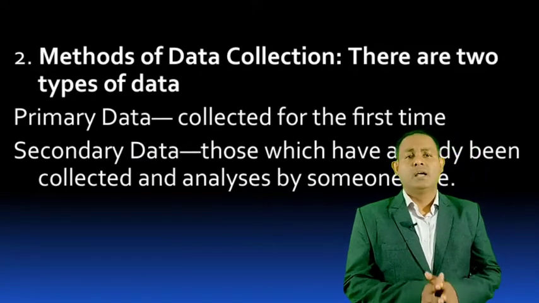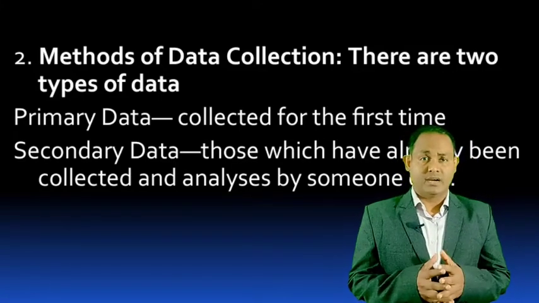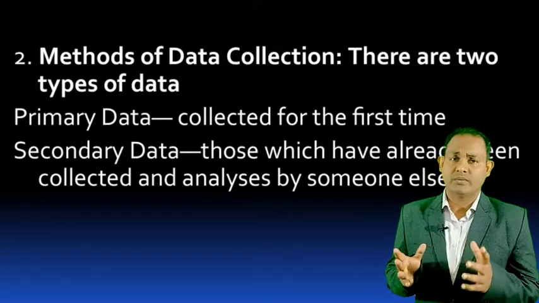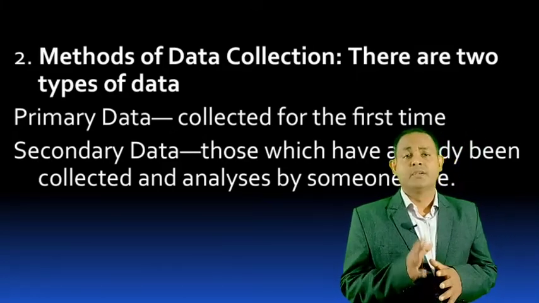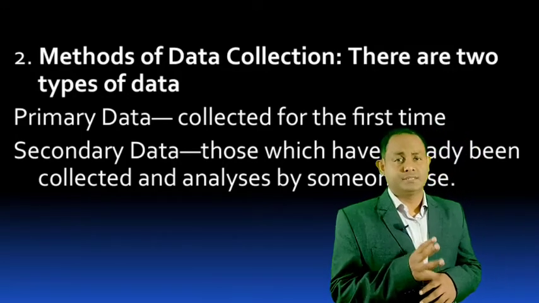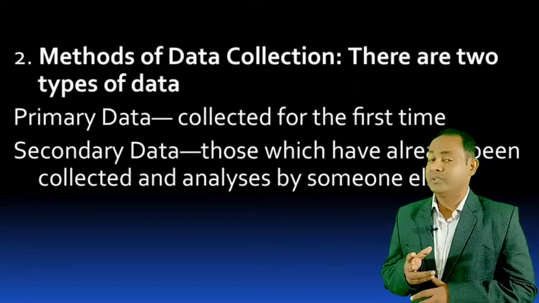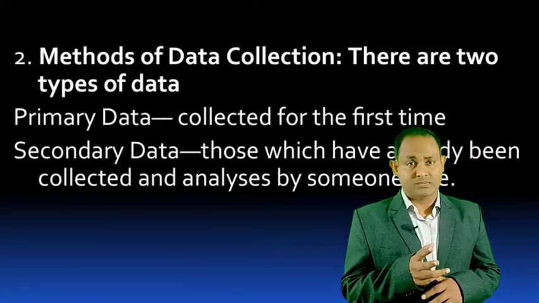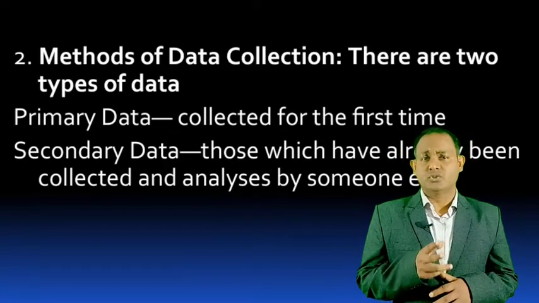Basically there are two types of data collection: primary data and secondary data. Primary data is collected for the first time, and secondary data is that which has already been collected and analyzed by someone else. Very interesting, there are methods of primary data collection, which I explained clearly and completely in this topic.